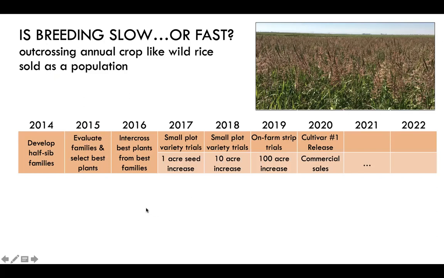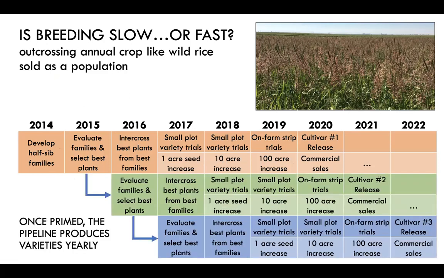And here's a quick timeline of what we might do: develop progenies, evaluate them the next year and select the best plants, intercross those plants, and then go into variety tests as well as seed increase for potential release. The next year, we would take the best plants also and make families to evaluate and go on through cultivar release and so on. So in any given year, we're evaluating new families, we're intercrossing the families from the year before, we're doing small plot variety trials from the year before, all of which lead to cultivars.